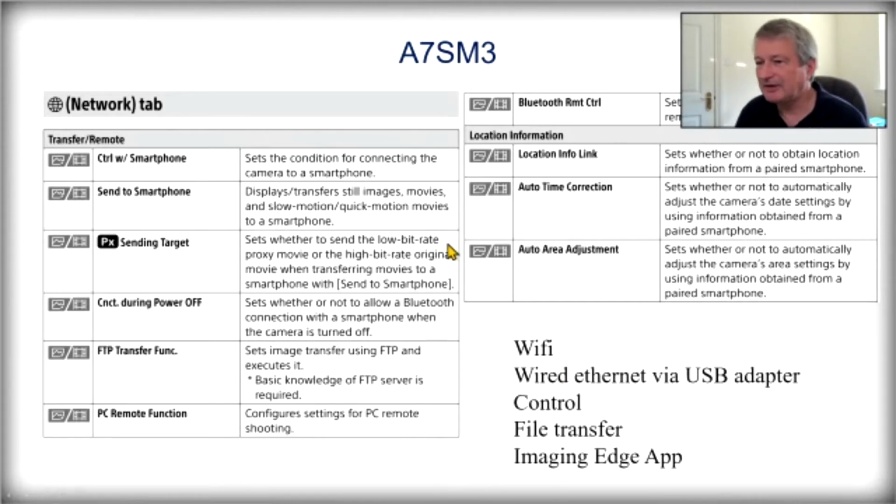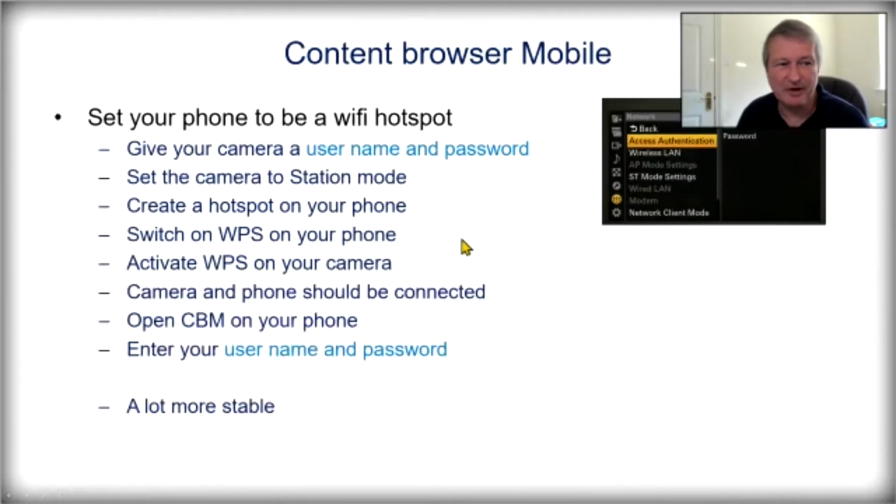Okay, so let's get on with the control of the camera. We're talking about a range of cameras here: FX9, FX6, PXW Z280, the shoulder mount camcorders, X400, and so on. But the general procedure is to make a connection to the camera and download the Content Browser mobile application to your smart device, whatever it may be. You have to give your camera a username and a password to start with, so that when your smart device is connecting to it, you can check that it's allowed to access your camera.